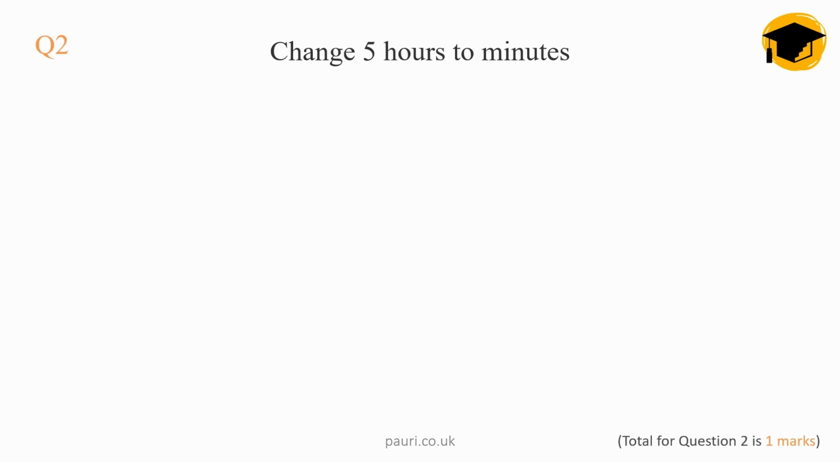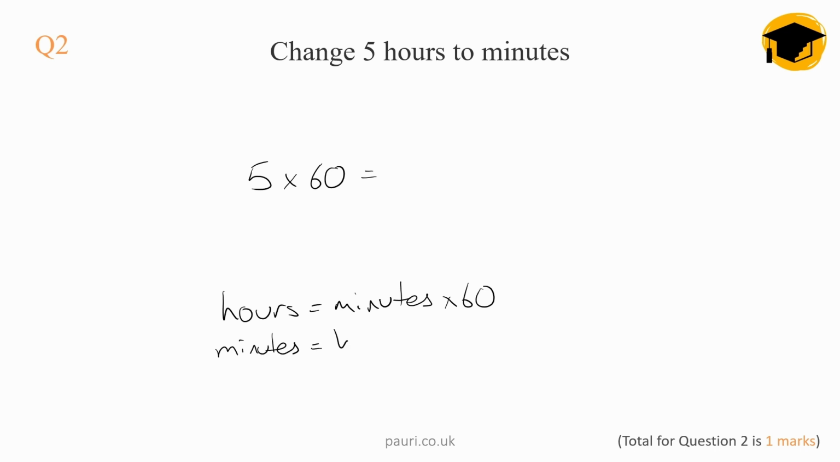Next, change 5 hours into minutes. So you can do the opposite. So you can times by 60. The method I'm using, if you're not sure, is that hours is the same as minutes over 60. And you can rearrange this formula. When you've done algebra, this will make a bit more sense, but we can change this to minutes equals hours times 60. Okay, so 5 times 60 is 300.